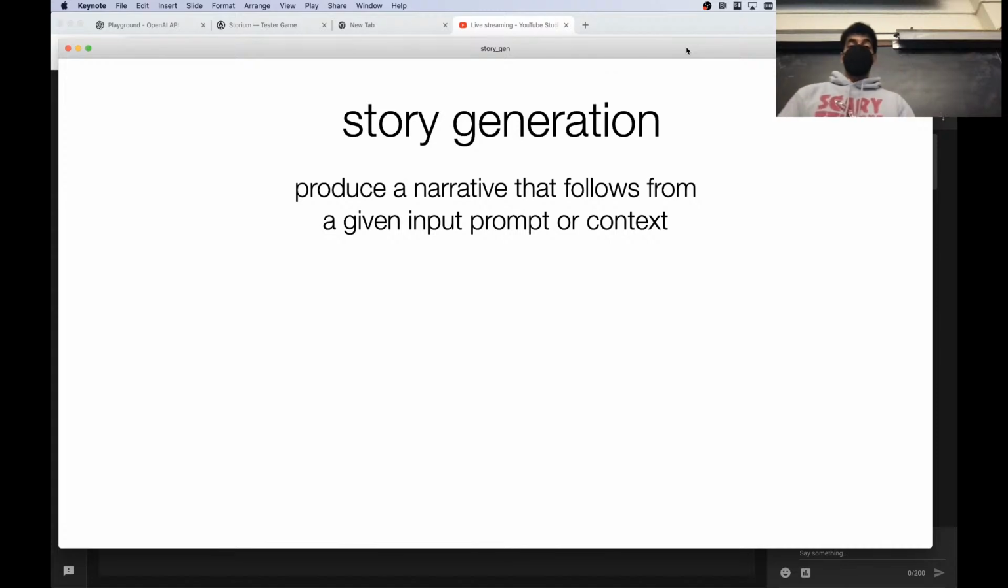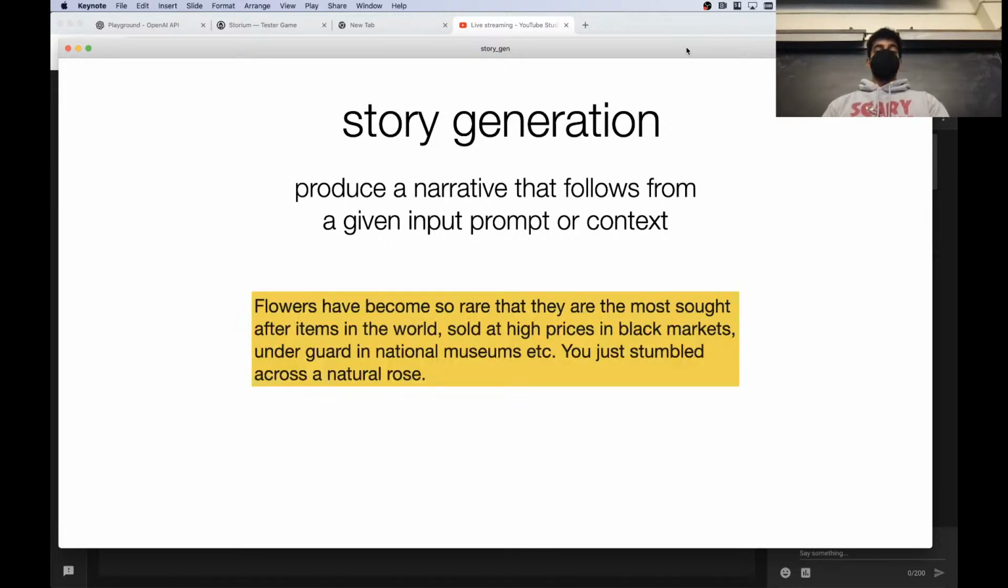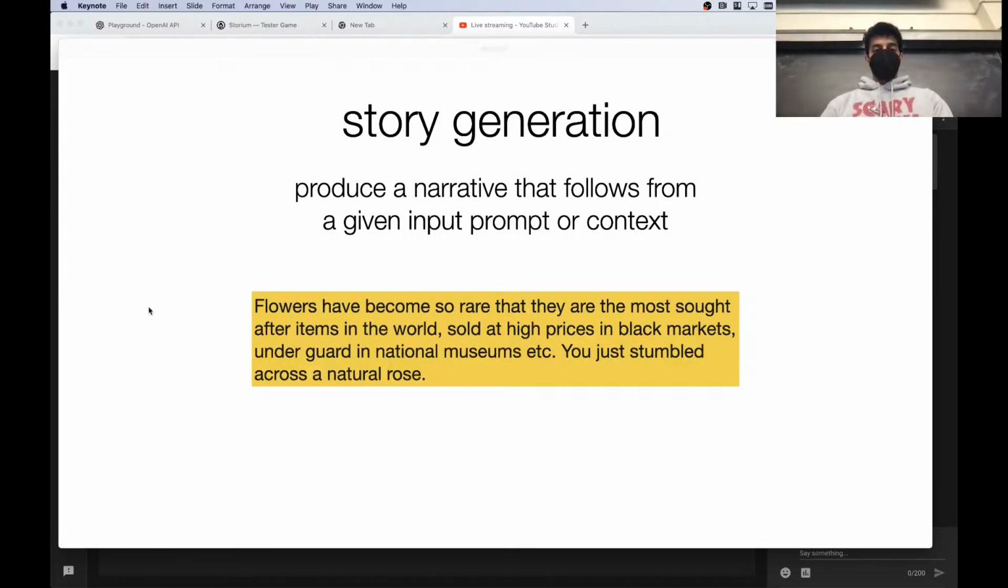So the task is defined as you're given some sort of input prompt or context, and you're asked to produce a narrative that is inspired by or somehow relates to that prompt. So there's actually a subreddit called Writing Prompts, which we also discussed earlier in the semester, that has hundreds of thousands of these prompt response pairs. This is one of them.